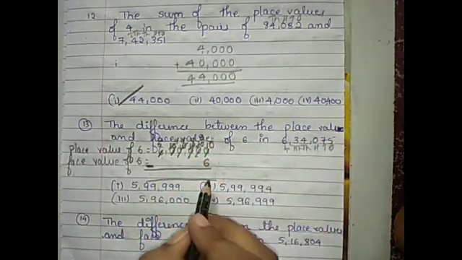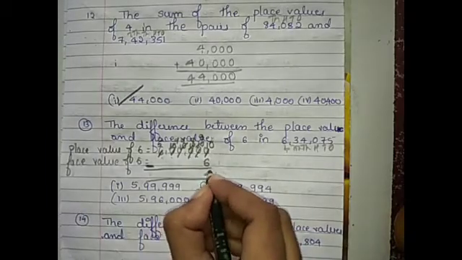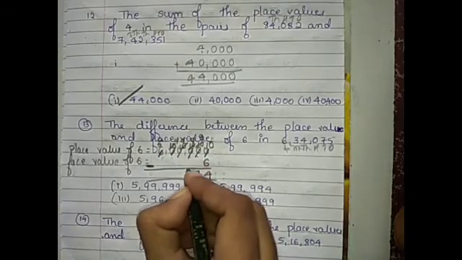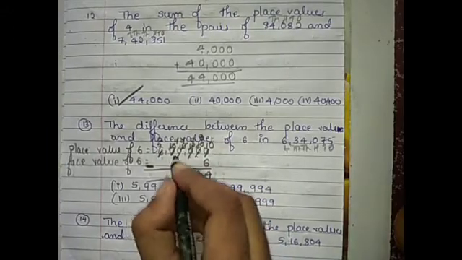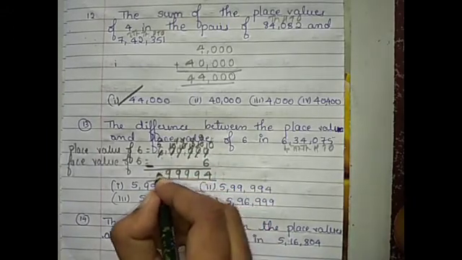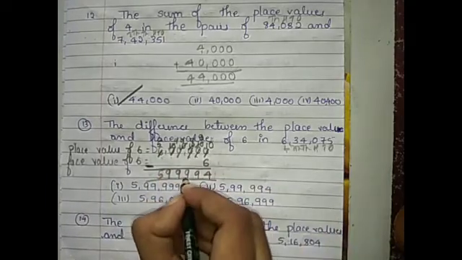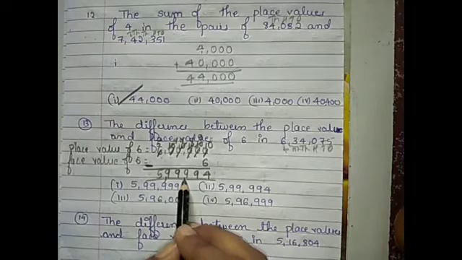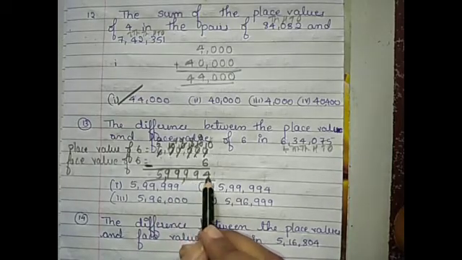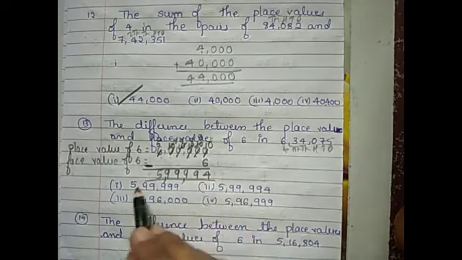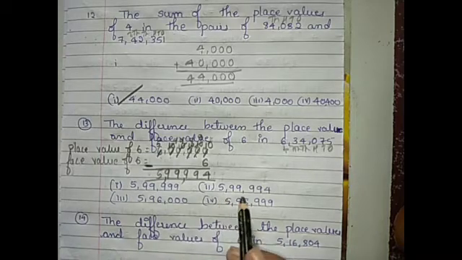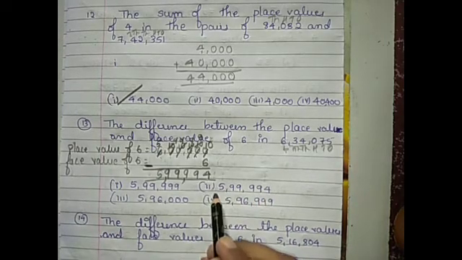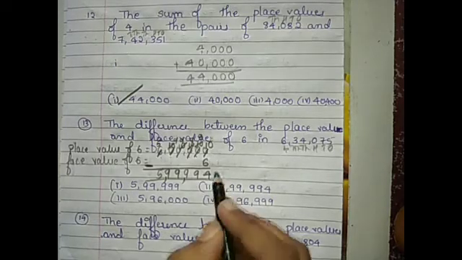10 minus 6 is how much? 10 minus 6 is 4. Write 9 as it is. 9, 9, 9, 5. So the answer is 5,99,994. Here which option is correct? Here second option is correct. So we have to tick second option.